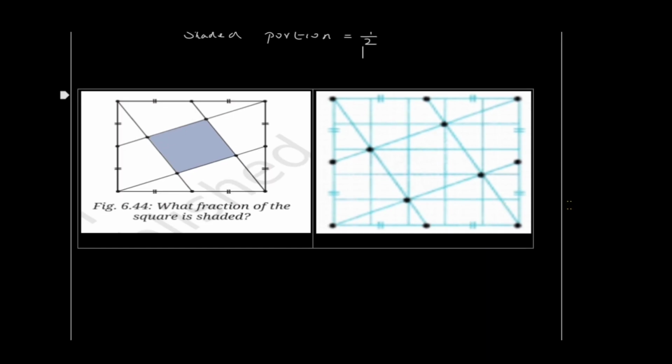Next question. What fraction of the square is shaded? Look here. We have a square. A, B, C, D is the square. Then if you name this P, Q, R, S, what portion of PQRS from ABCD is shaded? For that, look at the second diagram. Like this, we can divide the square into equal parts.